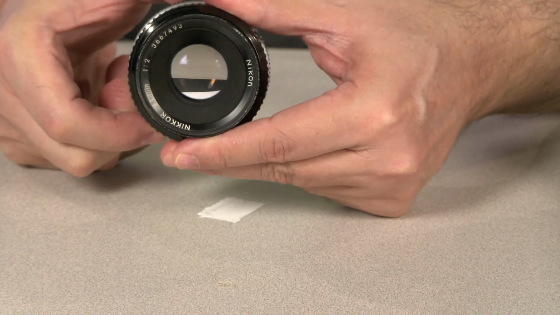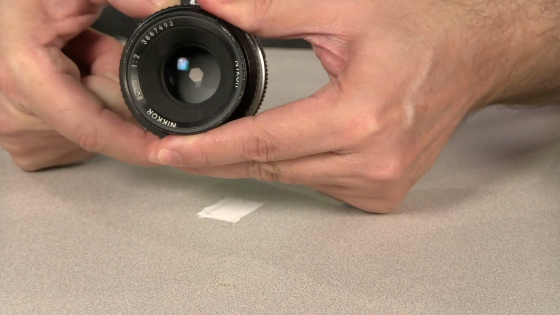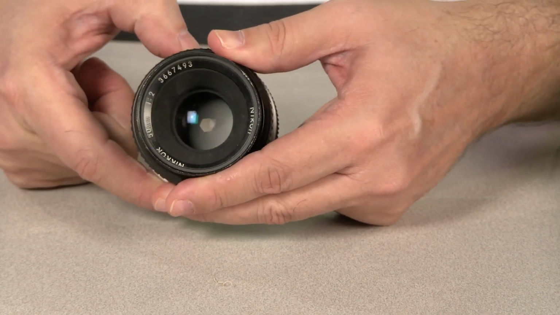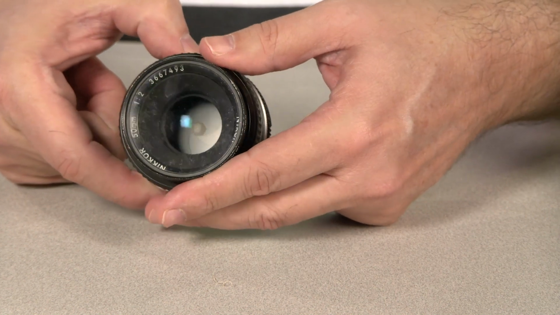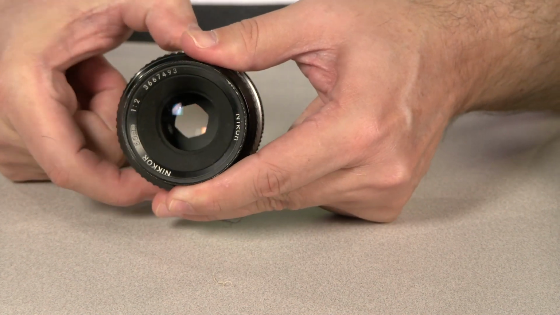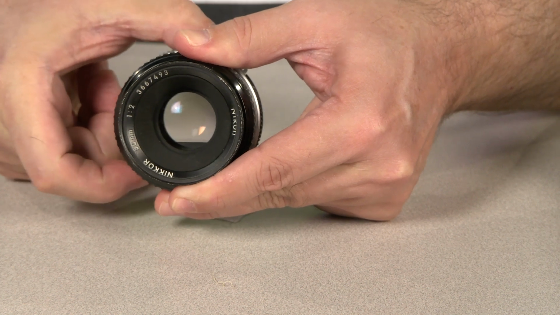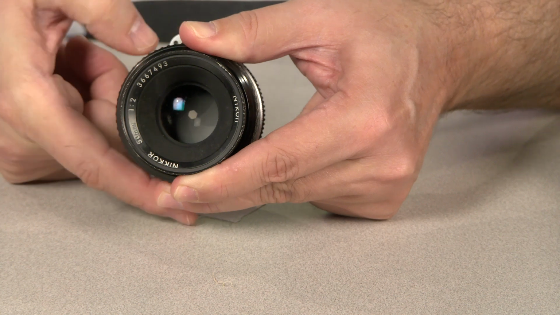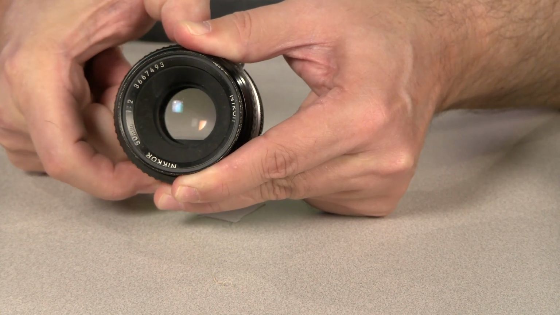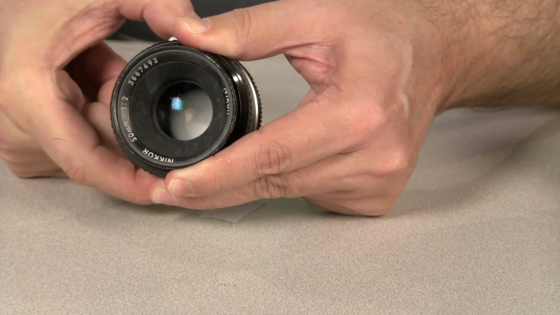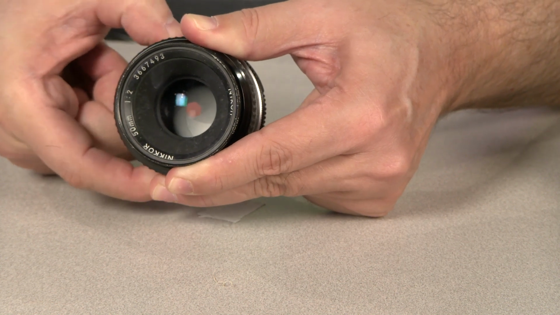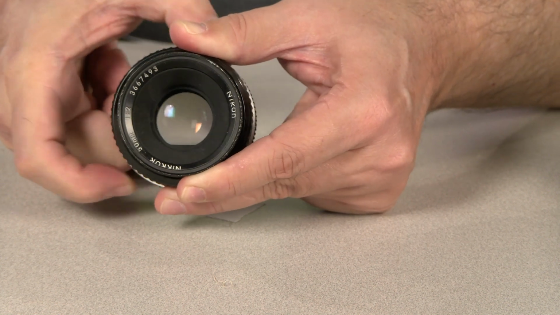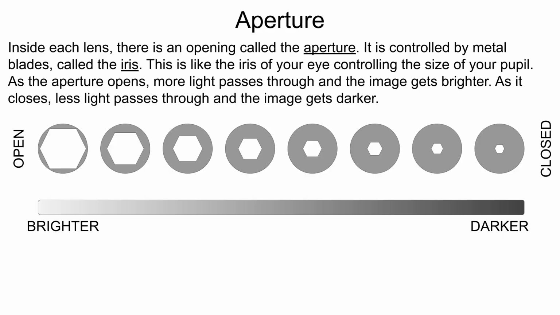And light travels through the aperture to reach the inside of the camera. The metal blades around the aperture are called the iris. This is like the iris of your eye, right? The colored part of your eye is called the iris, and it expands or contracts to let the pupil expand or contract so that more or less light comes through. So this has exactly the same function. As the hole gets larger, more light comes through, and as the hole gets smaller, less light comes through.